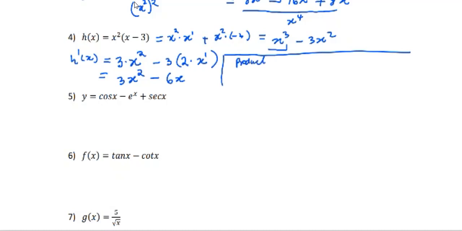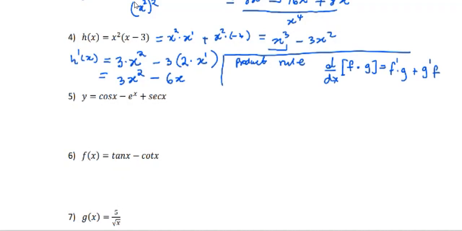The other way that you could have done this is something called the product rule. Basically the product rule says if you want to find the derivative of a product of two functions f times g, you'll take the derivative of f, multiply that by g, and then add the derivative of g, multiply that by f. Okay, and so let's do that here.